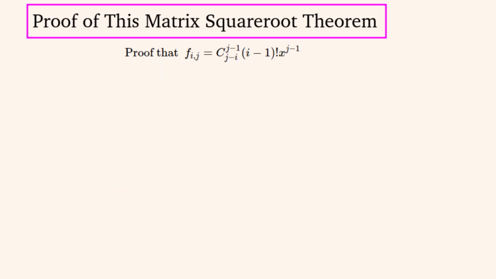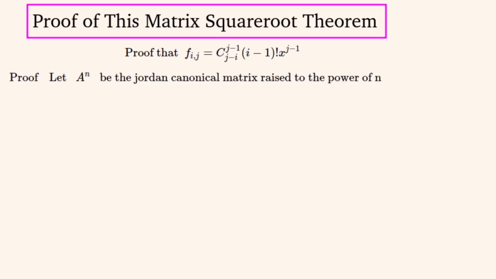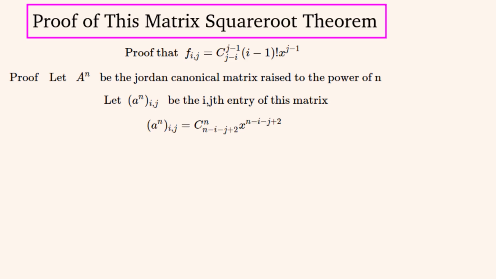So now to prove that this entry of matrix F is equal to this, using all of the powers of matrices that we've already used to represent the different powers of Jordan canonical matrices. We'll let A to the power of n be equal to the Jordan canonical matrix raised to a particular power of n. And this will be the ijth entry of this matrix. I put the n inside the brackets so that it won't be confused with raising the entry to the power of n.